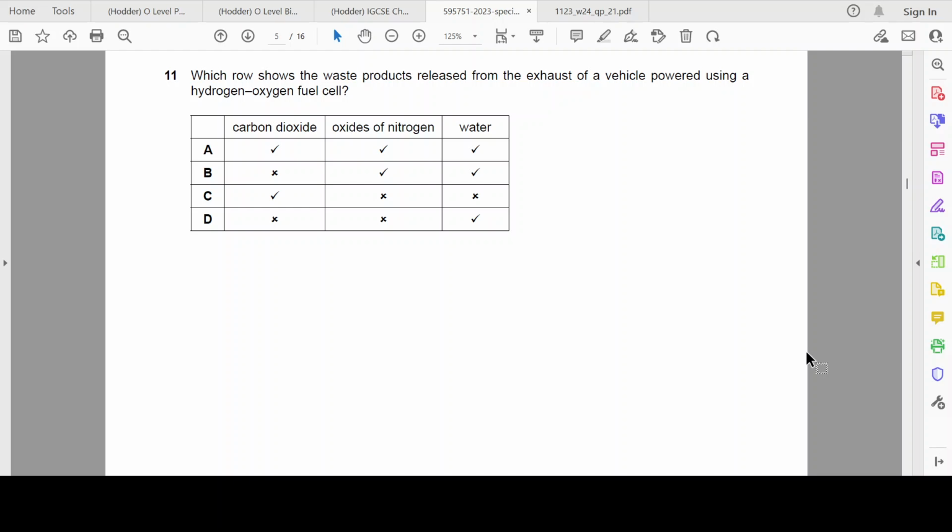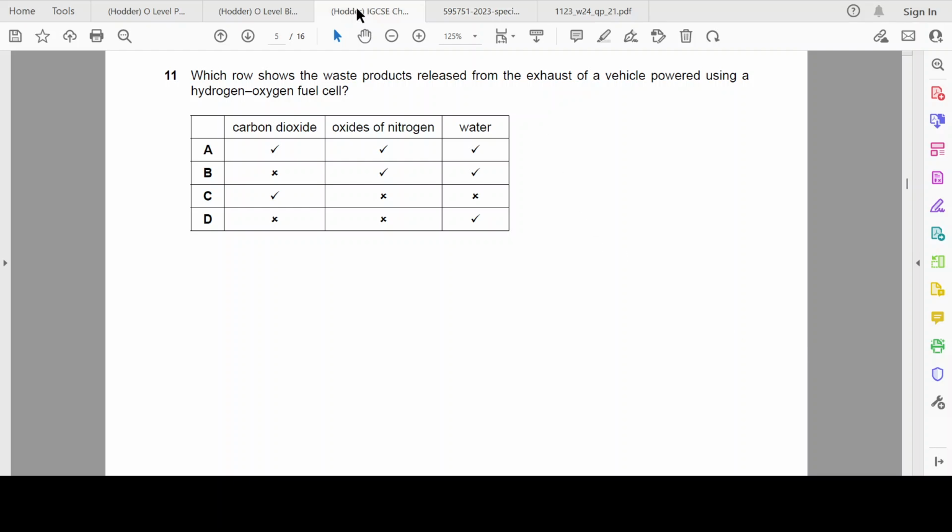Not like carbon dioxide is already present now in the air. Yeah, but we're not talking about the air. You are using hydrogen gas and oxygen gas. So where is carbon or nitrogen coming from? From the environment. But you're not pumping air into it, right?